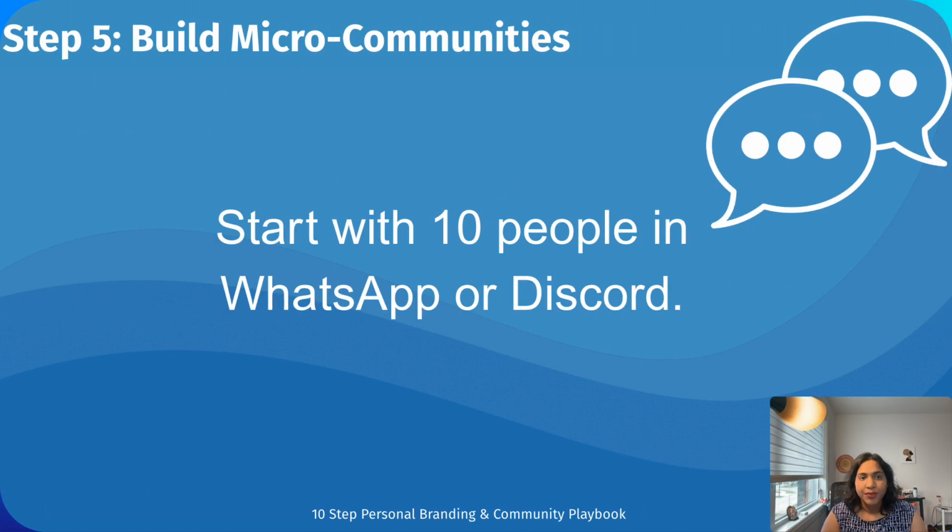Step number 5, build micro communities. How do you build micro communities? You can identify some of the intimate channels such as WhatsApp, Discord, or Slack. It depends on how close you are willing to get to the people, right? WhatsApp actually exposes your phone number, so would you like to do that? Or if you want to keep it more professional and build a network, it could be Slack. Or if you are Gen Z and pretty savvy with the latest platforms, go with Discord.